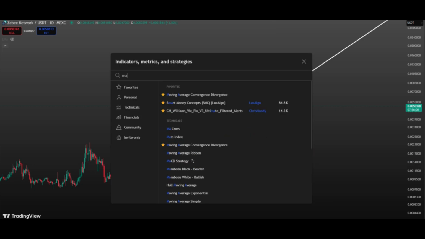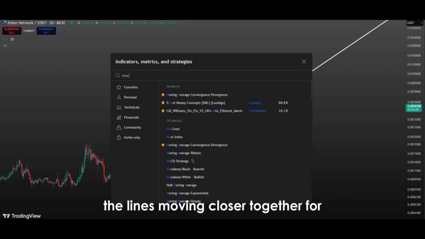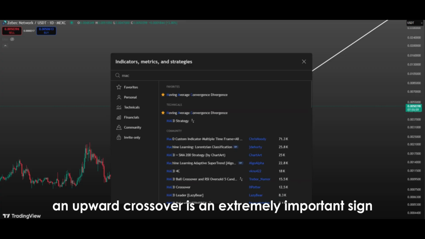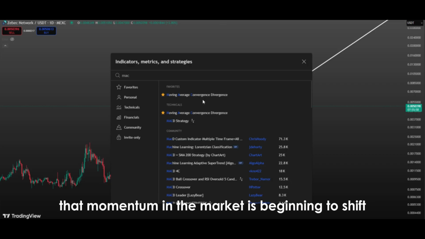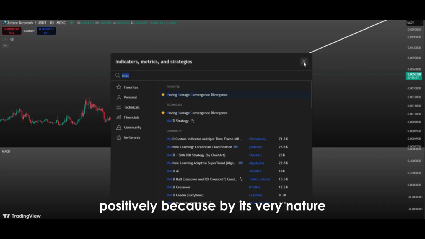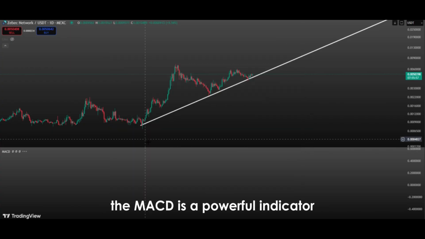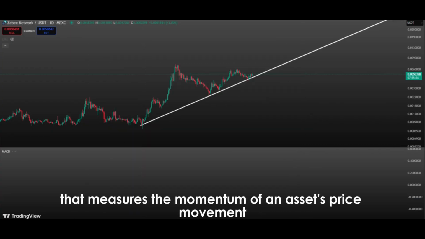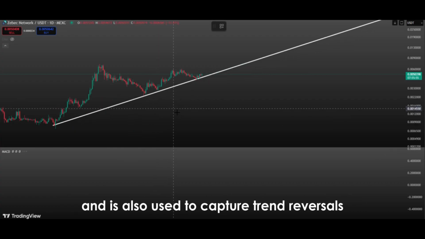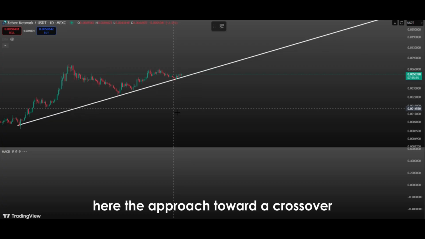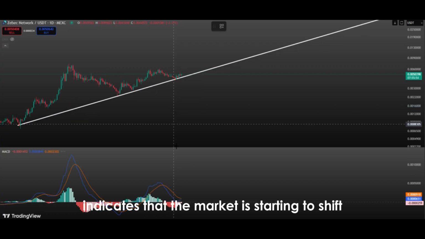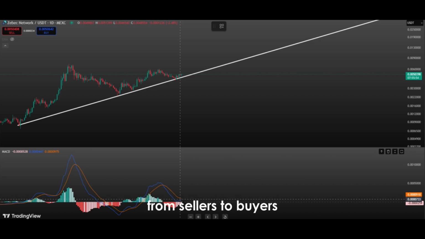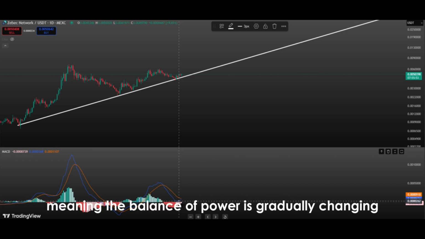In the MACD indicator, the lines moving closer together for an upward crossover is an extremely important sign that momentum in the market is beginning to shift positively. Because by its very nature, the MACD is a powerful indicator that measures the momentum of an asset's price movement and is also used to capture trend reversals. Here, the approach toward a crossover indicates that the market is starting to shift from sellers to buyers, meaning the balance of power is gradually changing.